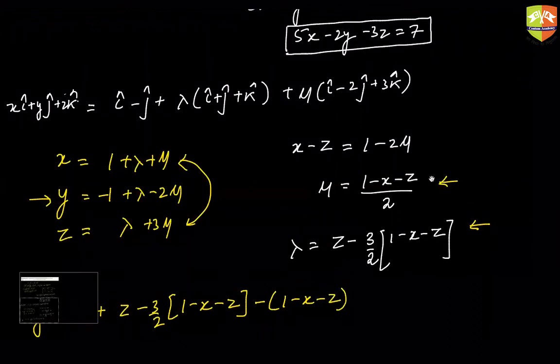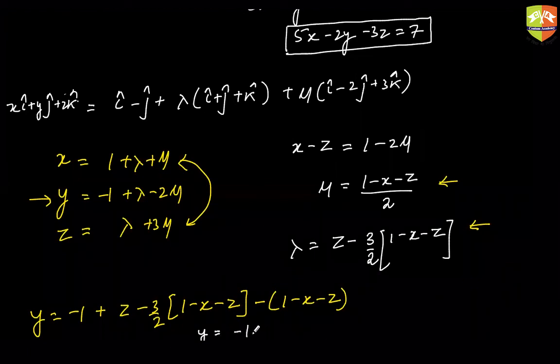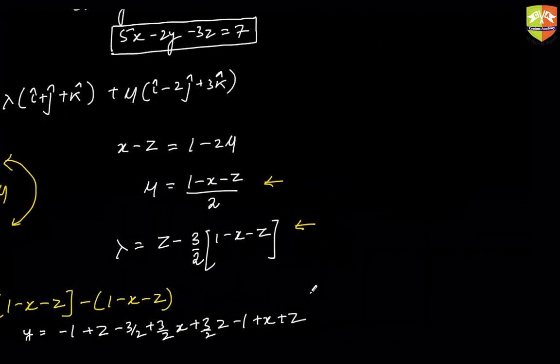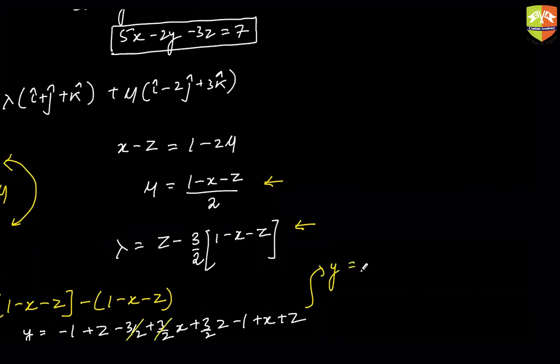Okay? And just, you know, simplify this further. So if you open the bracket, it becomes y is equal to minus 1 plus z minus 3 by 2 plus 3 by 2 x plus 3 by 2 z minus 1 plus x plus z. Okay? So minus 1 will become, so y is equal to minus 2 minus 2. Just correct me if I have missed out on anything. This will become, z will become 5z by 2 plus z. Sir, minus 3 by 2 and it's 3 by 2 x.